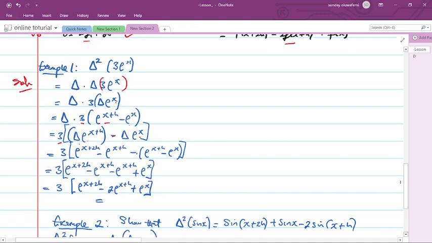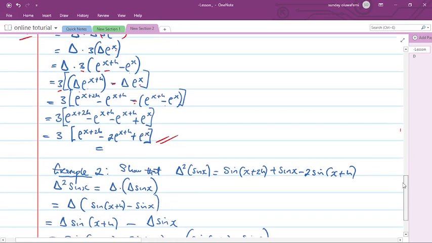Then this minus sign, we have it here. Then you have exponential x plus h minus exponential x. So by the time we use this minus to multiply everything in this bracket, we are going to have exponential x plus 2h minus exponential x plus h minus exponential x plus h. So finally we are going to have 3 into bracket exponential x plus 2h minus 2 exponential x plus h plus exponential x, and this gives us our final answer. So that is example 1 on the forward difference operator.